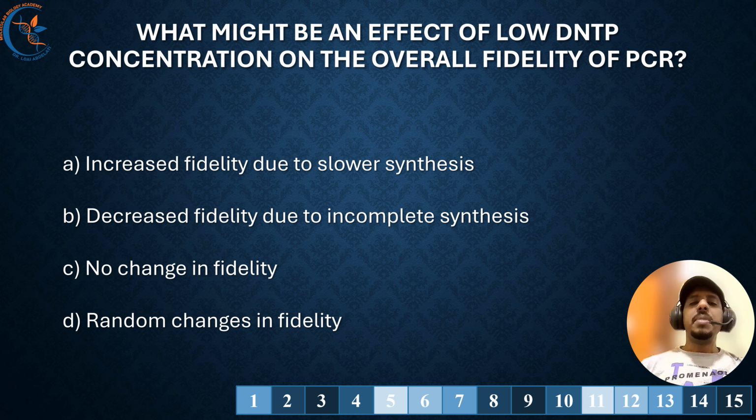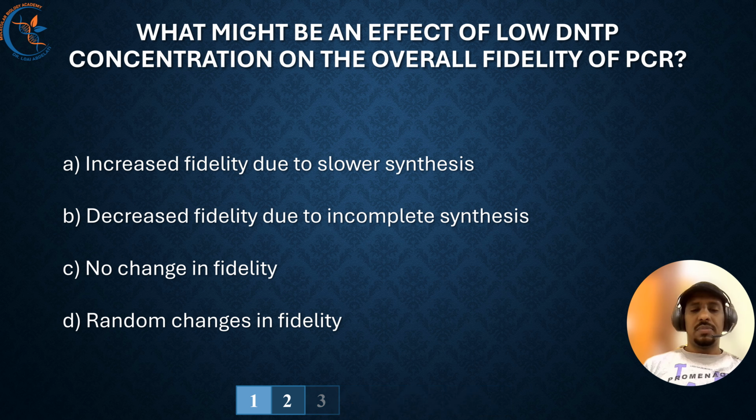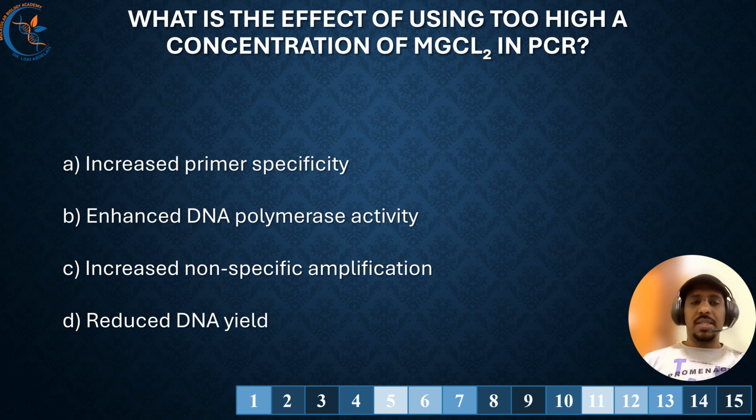Okay, the next question here. What may be the effect of low dNTP concentration on the overall fidelity of PCR? The correct answer is decreased fidelity due to incomplete synthesis. Low dNTP concentration can lead to incomplete or incorrect DNA synthesis, okay? Reducing the fidelity of the PCR amplification, as the polymerase may incorporate incorrect nucleotides or stall during the synthesis.